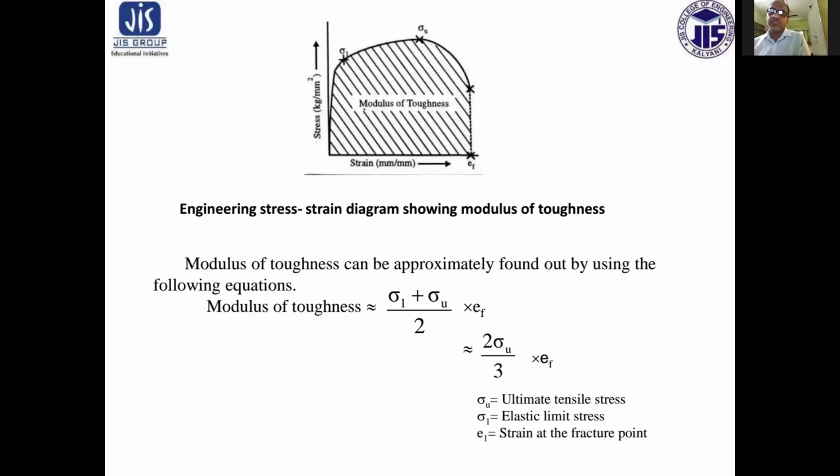Modulus of toughness can be approximately found out by using the following equations. That is, sigma 1 plus sigma u by 2 into EF, which is nearly equal to 2 of sigma u by 3 into EF, where sigma u is the ultimate tensile strength, sigma 1 is the elastic limit stress, and EF is the strain at the fracture point.